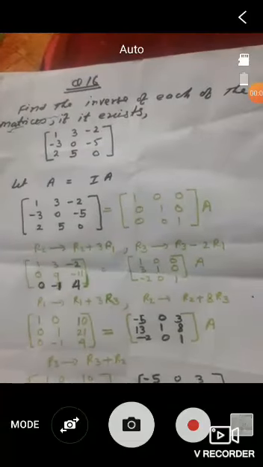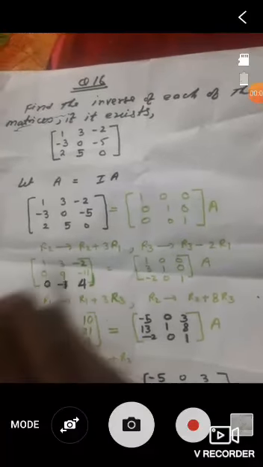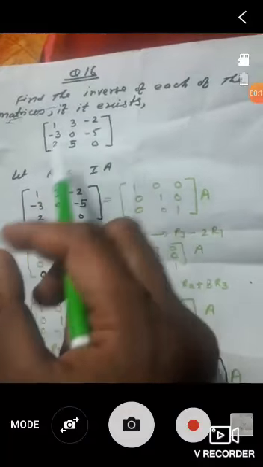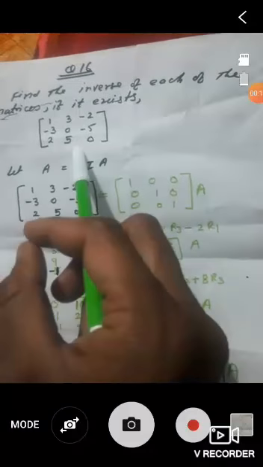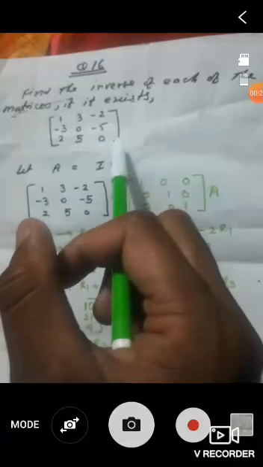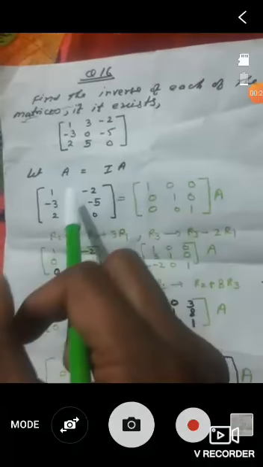This is very important from the board exam point of view. It is a question of 4 marks. Find the inverse of each of the matrices if it exists. If it exists, it means we have to check at first whether it is singular or non-singular. We have taken an example of a non-singular matrix, so I will directly solve it.